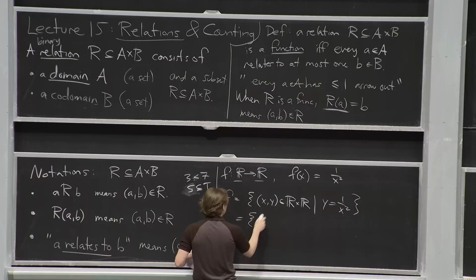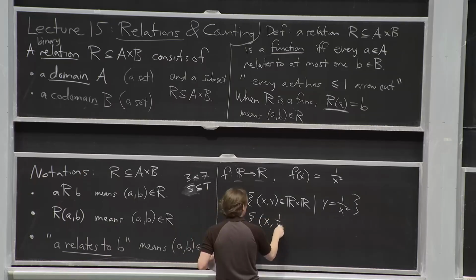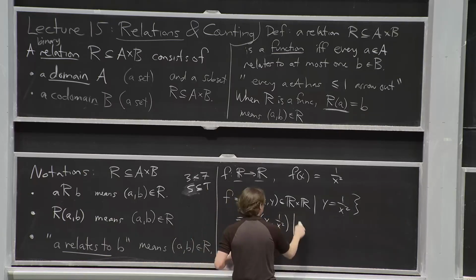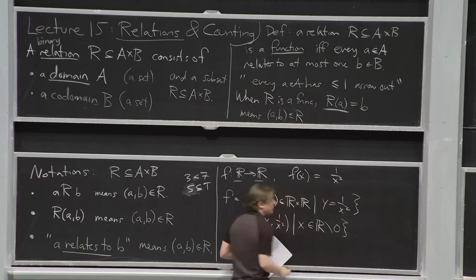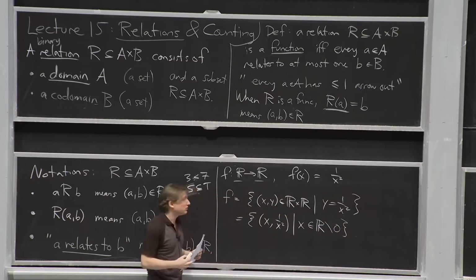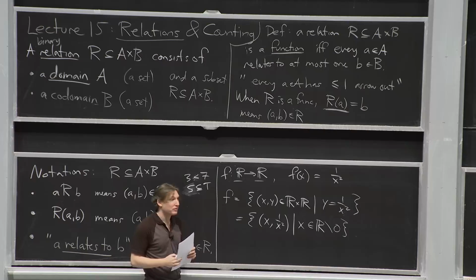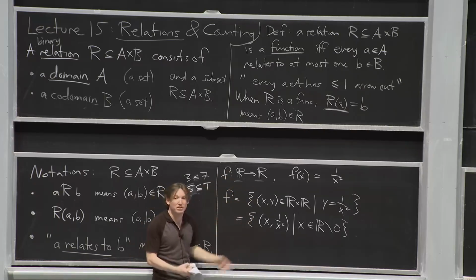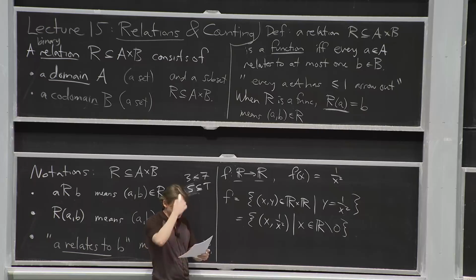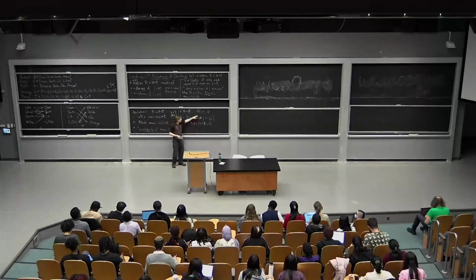Another way to write this: x comma 1 over x squared, where x is a real number without 0, because we're not allowed to divide by 0. All right, so f is a function. Here's a way to write it in terms of the pairs, like we've said. And it's totally fine that f of 0 isn't defined because, again, you can't divide by 0.